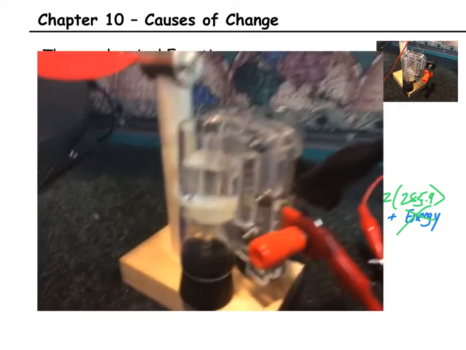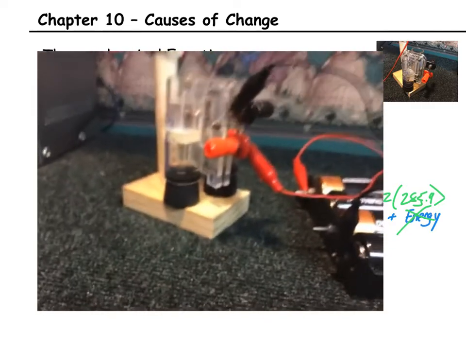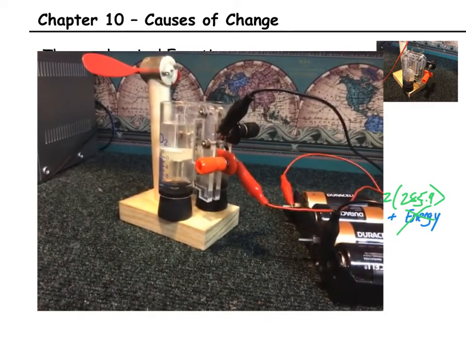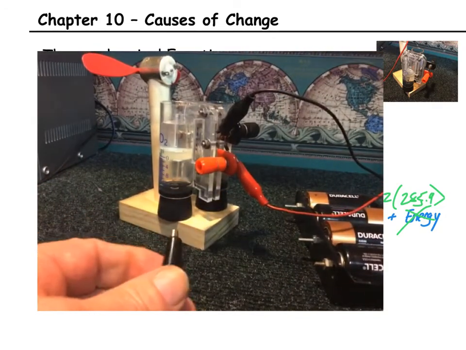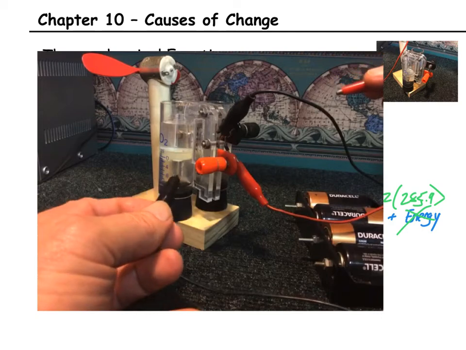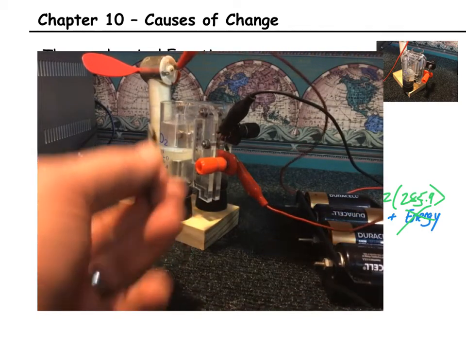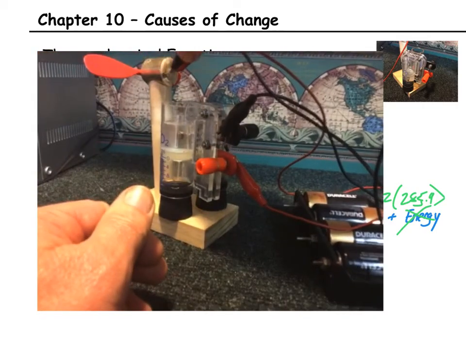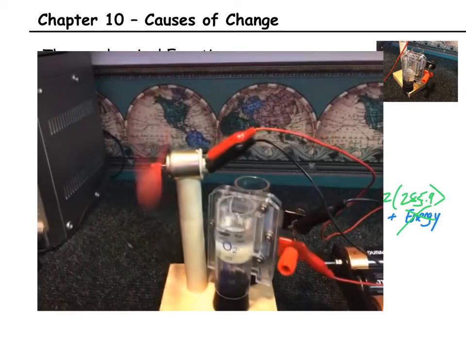Now we can stop the input of energy and reverse the process. Instead of putting energy in, I'm going to get energy out. I'm going to hook it to this little fan blade over here, and the energy out is going to turn the little fan blade.